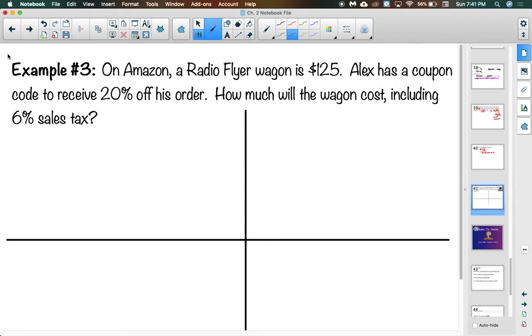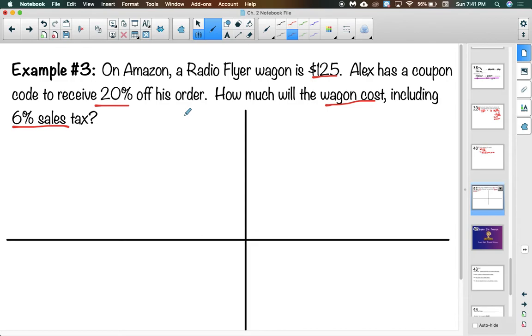Number 3, you'll notice I have this set of boxes set up. There's a reason for that. It says, on Amazon, a Radio Flyer wagon is $125. Alex has a coupon code to receive 20% off his order. How much will the wagon cost, including a 6% sales tax?